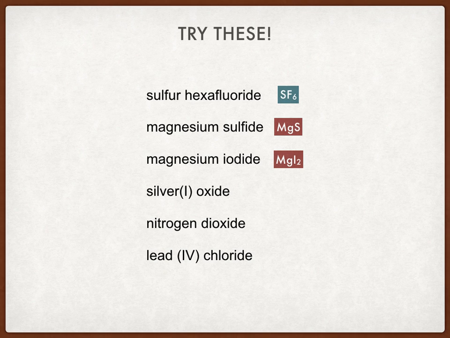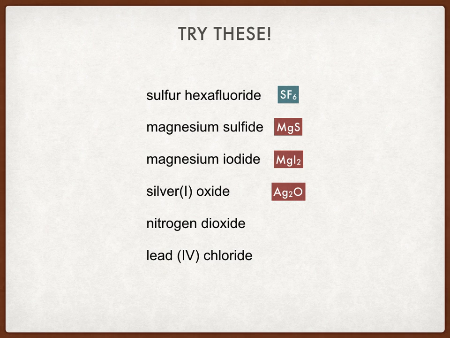Silver 1 oxide. Silver is a variable charged metal. But what you need to know specifically is what that Roman numeral 1 means. It means that silver has a +1 charge. Since we already know oxygen is always a 2-, then we're going to need 2 silvers for every 1 oxygen.